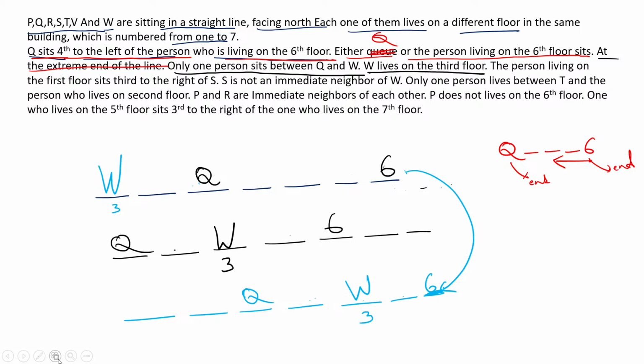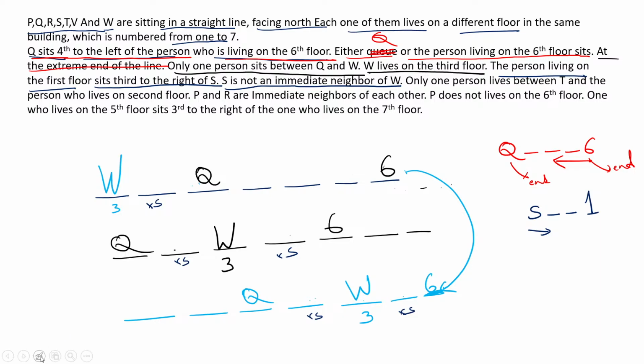Now, the person living on the first floor sits third to the right of S. So from S, if you are going right side, the third person is going to be first floor person. And he is saying S is not an immediate neighbor of W. That means this should not be S, this should not be S, this should not be S, and this should not be S, and this should not be S. We know that S is not an immediate neighbor of W means W is also not immediate neighbor of S.